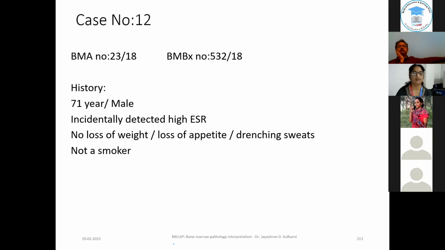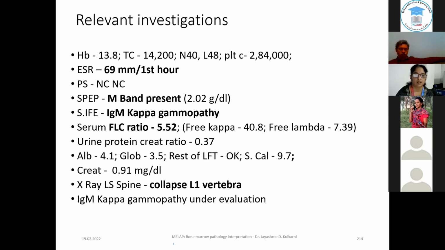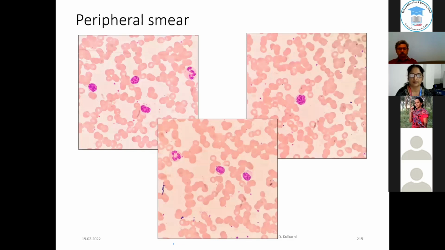So this is a 71-year-old with an incidentally detected high ESR. It was 69 and they started working up for that. Apparently the serum protein electrophoresis showed an M band, IgM kappa, monoclonal gammopathy. And the free light chain assay was also increased. There was a collapsed L1 vertebra on X-ray. On the peripheral smear, you are seeing these lymphoid cells.